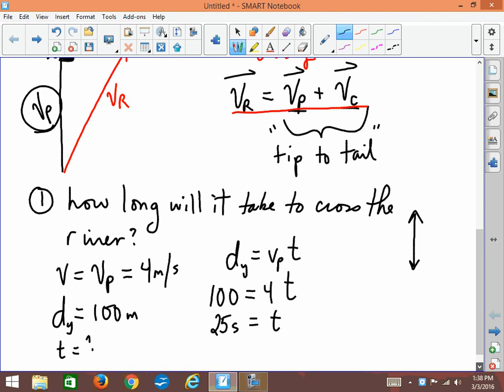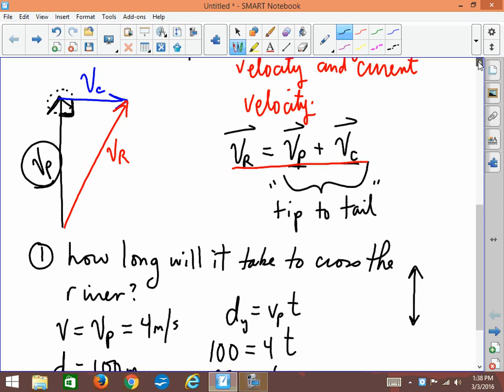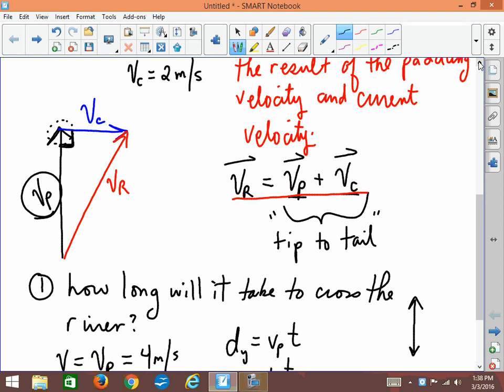Well, not the time to cross the river. The question is, would the time be affected by the current? It depends how you look at it. So let's look at this again. If we just look at the red arrow and ignore the black and the blue arrow, then we would have to figure out how much time it took you to follow that red line and get to the other side, and we have to know how far that was, and we have none of that information.